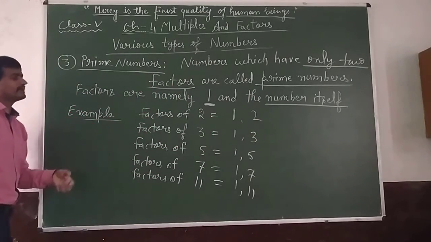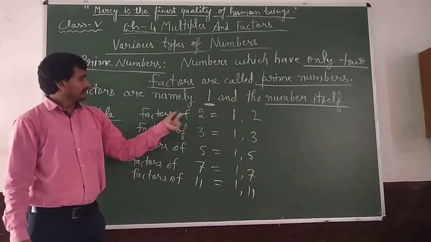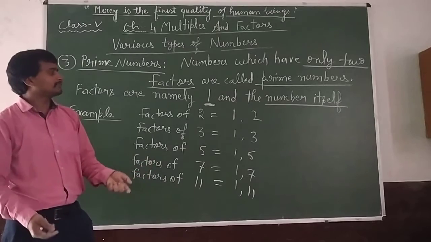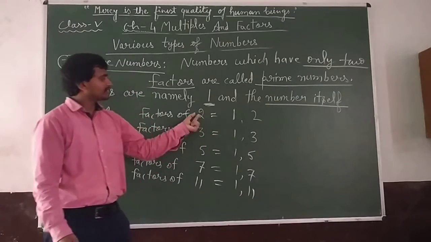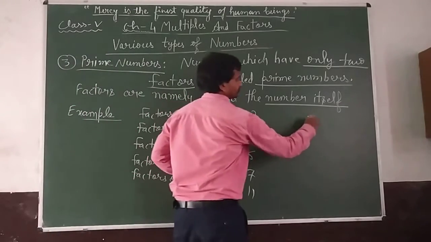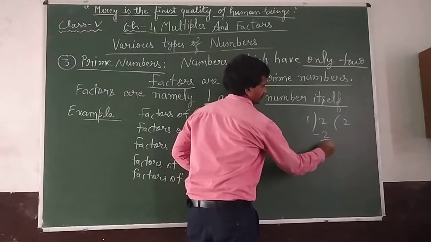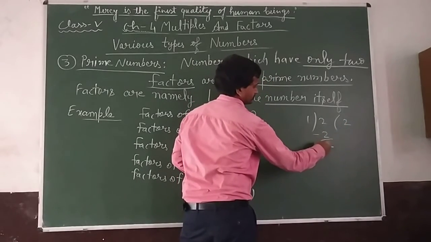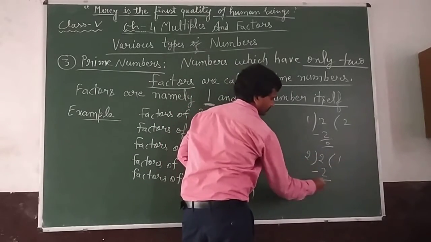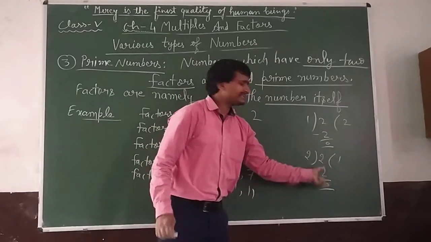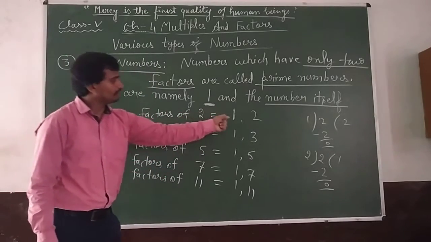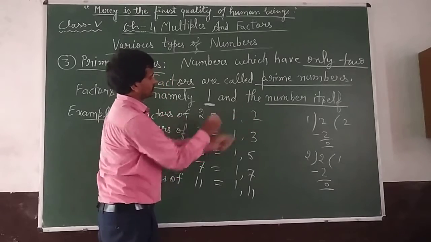Let us take some examples. For example, if we start to find the factors of 2. Factors of 2 means 2 is divisible by which number? Completely divisible. So 2 is divisible by 1. Remainder is 0. 2 is divisible by 2. Remainder is 0. There is no other number by which 2 is divisible. So factors of 2 are 1 and the number 2 itself.